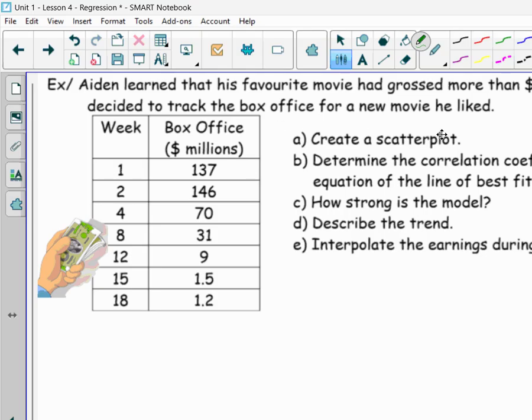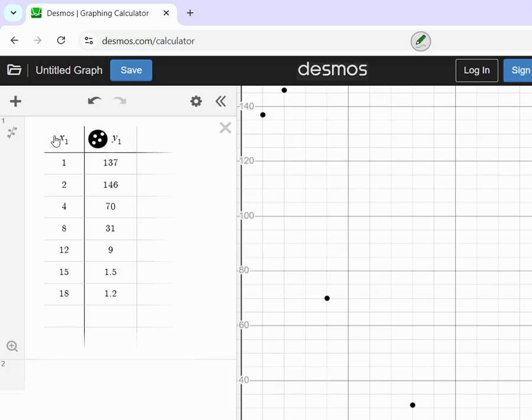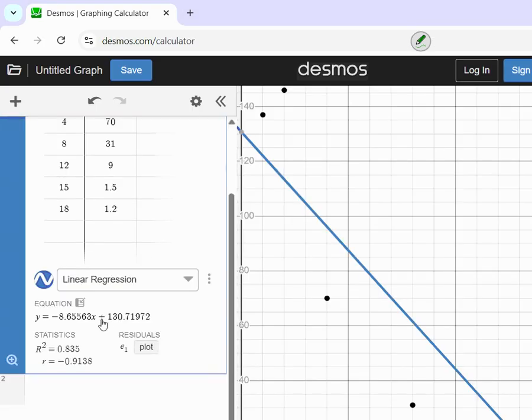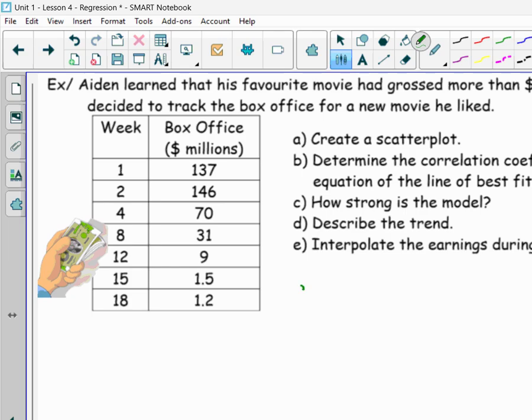And determine the correlation coefficient. Let's do that. So scatter plot. So I get an R value of negative, which makes sense, 0.9138. Negative 0.9138. So it's a negative correlation and strong. Right? Those are the two things that go together.